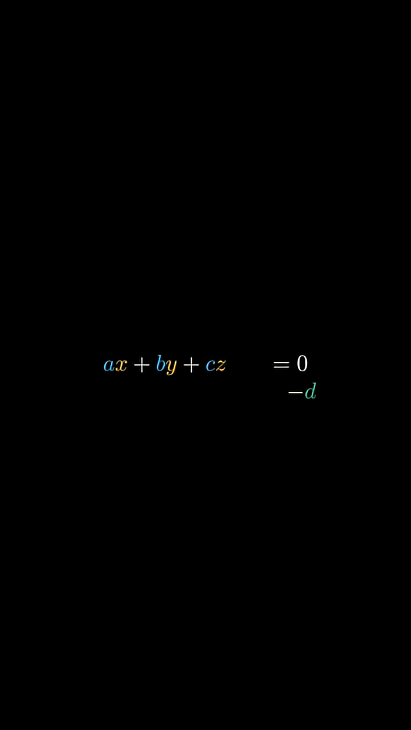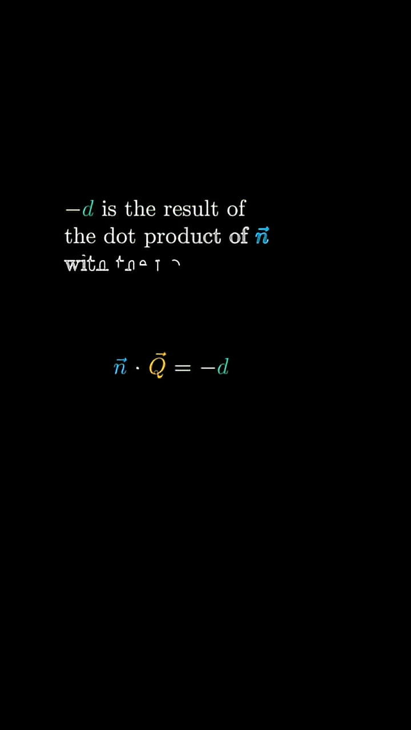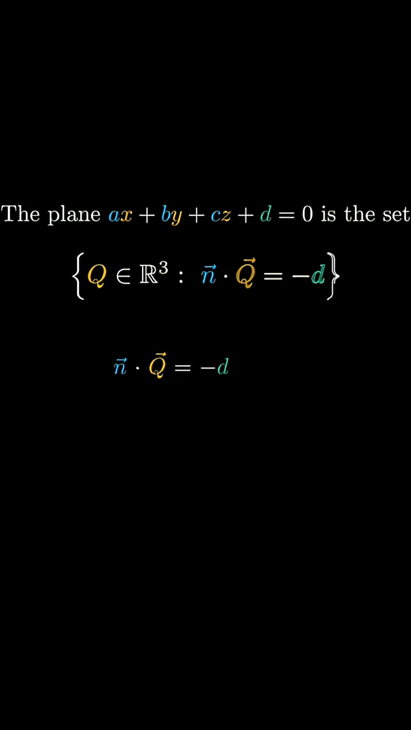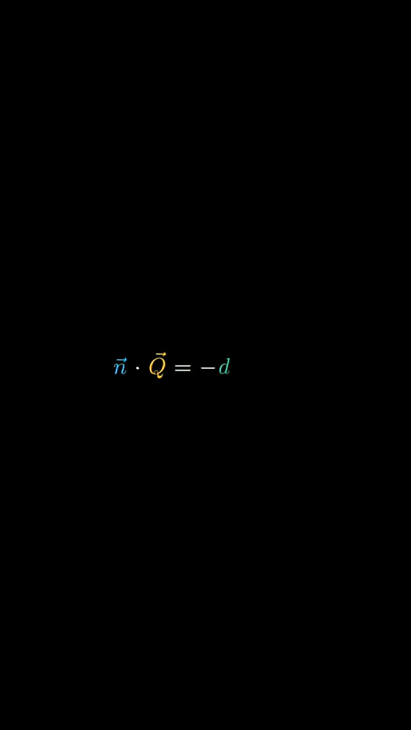Then the overall result of distributing can be written as Ax + By + Cz + D = 0. If you subtract D to the other side, you'll see that the left side is the dot product of the normal vector n with the position vector of a general point Q that lives on the plane. Thus all points Q that live on the plane must satisfy this equation. So if we think about a point Q and its position vector being interchangeable for a moment, then the plane is all points Q whose dot product with the normal vector is negative D.